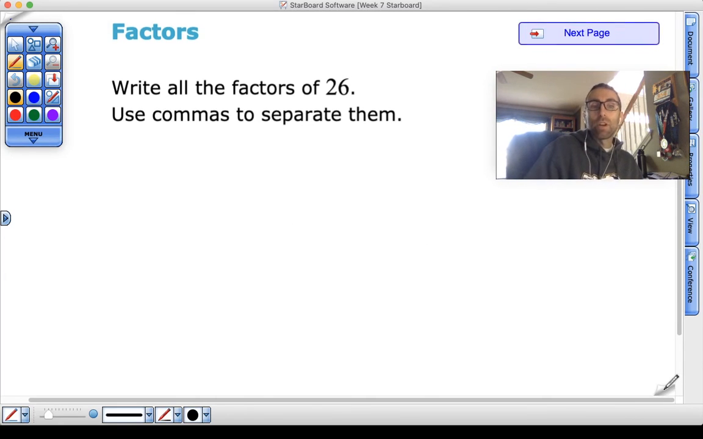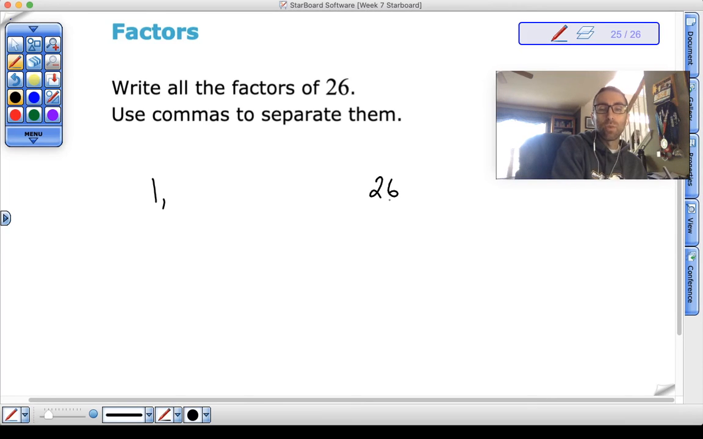Next example for you here. Write all the factors of 26. So I'm going to skip the whole column thing that I did for that last example. And for 26, I'm going to say first I have a 1. And on the end of that, I'm going to have my 26. Put a comma right before that. So 1 times 26 will give me 26. I want to start working with the numbers that are in between that.